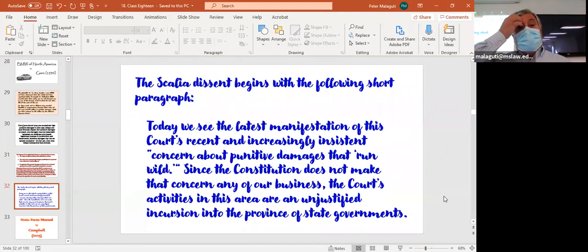Justice Antonin Scalia dissents. I think that Scalia is basically seeing this as an interference with the notion of separation of powers that we have just been dealing with. In the first paragraph of his dissent: today we see the latest manifestation of this court's recent and increasingly insistent concern about punitive damages that run wild. Since the Constitution does not make that concern any of our business, the court's activities in this area are an unjustified incursion into the province of state governments.